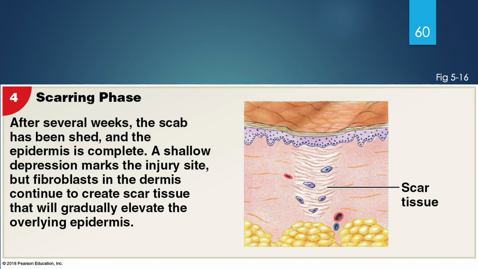Finally, we have the fourth phase, which is the scarring phase. At this point, it looks like everything is sealed up and clean on the epithelial surface. The scab has been shed, so it looks healed. However, there will be a slight shallow depression where that injury was. And what's happening underneath is fibroblasts are still creating more collagen. So more scar tissue will develop, and that will eventually raise it so it becomes at least at the same level as the surrounding tissue, and potentially even higher.